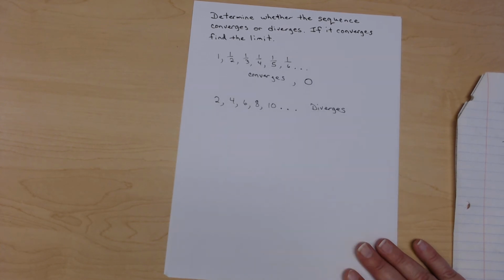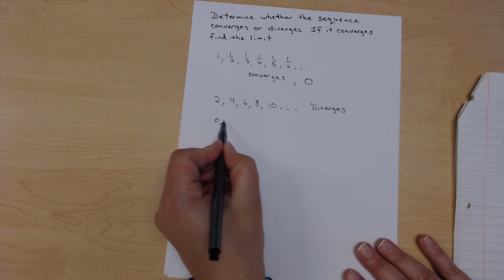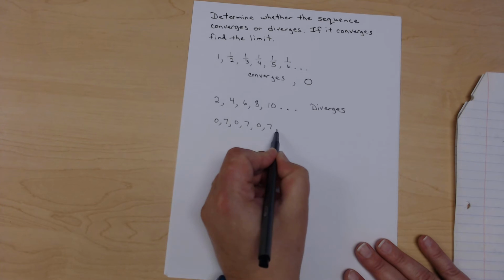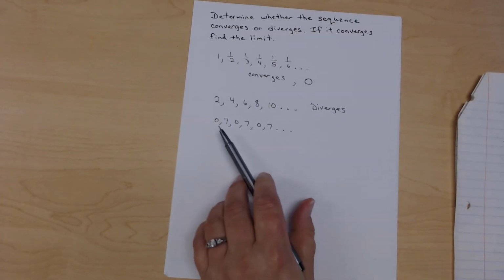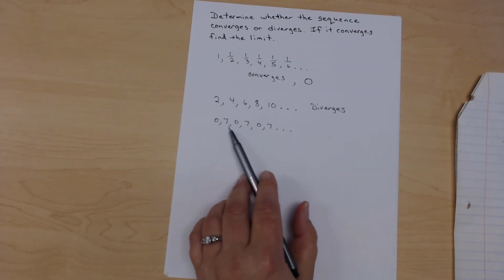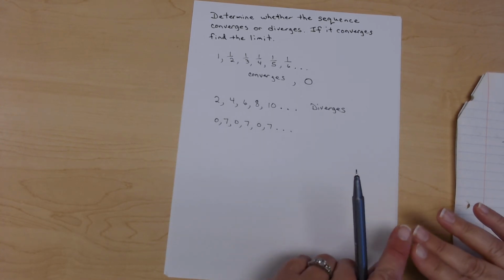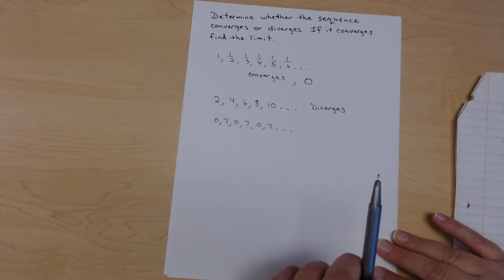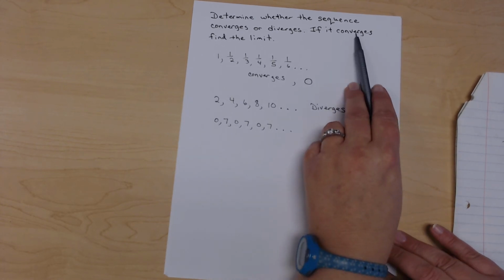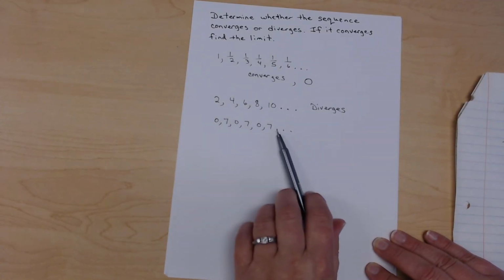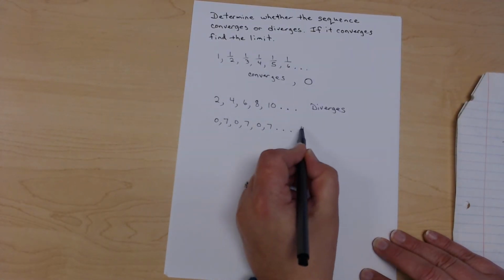Okay. How about something like this? 0, 7, 0, 7, 0, 7. It has a pattern, okay? Maybe we could write something out for this. Does it diverge? It only fluctuates between two numbers, but to say it converges, it has to be approaching one number. So if it is not approaching one number, then it diverges.